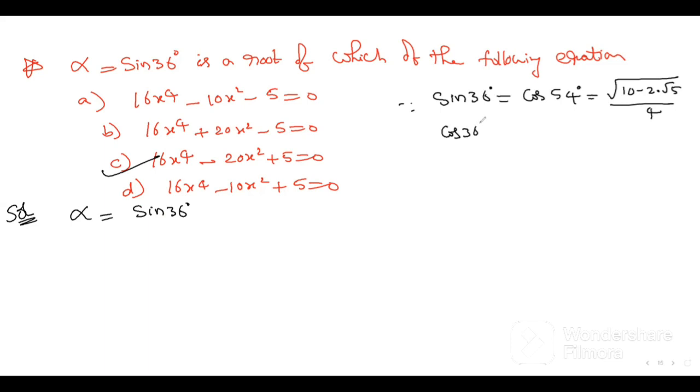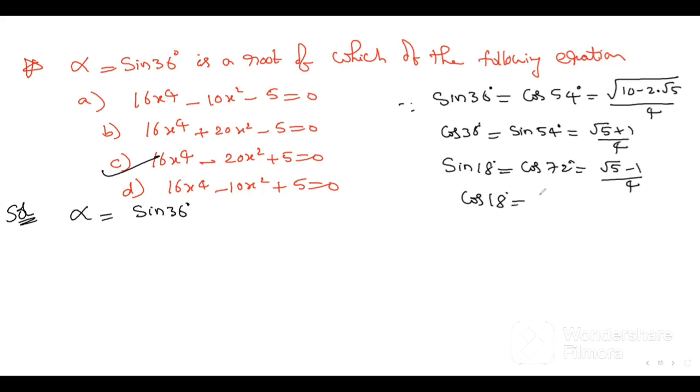Cos 36 is equal to sine 54 is equal to, we have the formula, root 5 plus 1 by 4. Sine 18 is equal to cos 72 degrees is equal to root 5 minus 1 by 4. Cos 18 is equal to sine 72 is equal to, we have the formula, root under 10 plus 2 root 5 by 4. These are very, very important values.